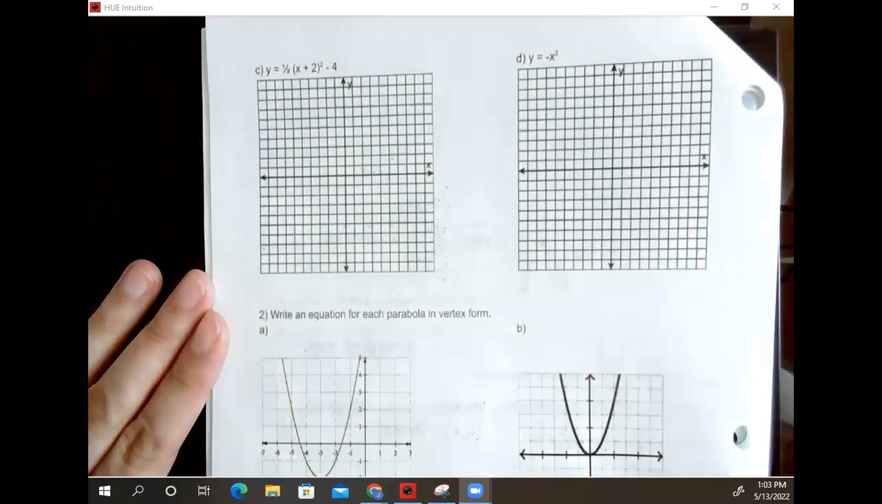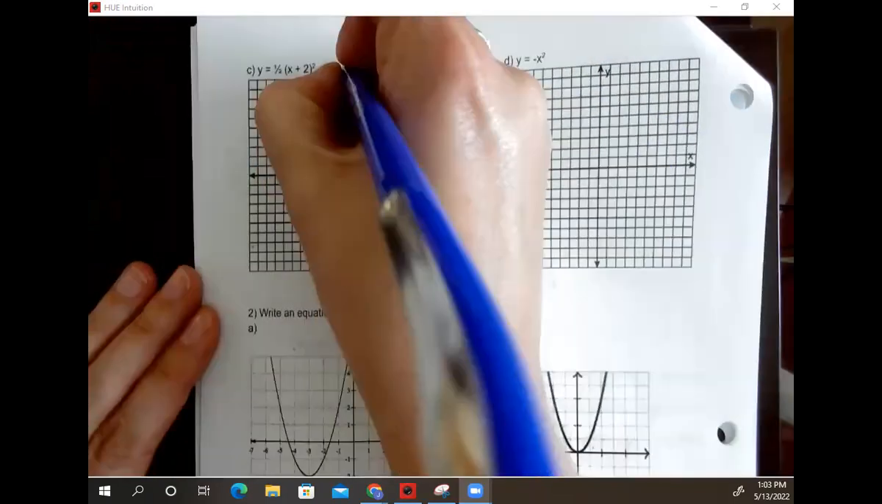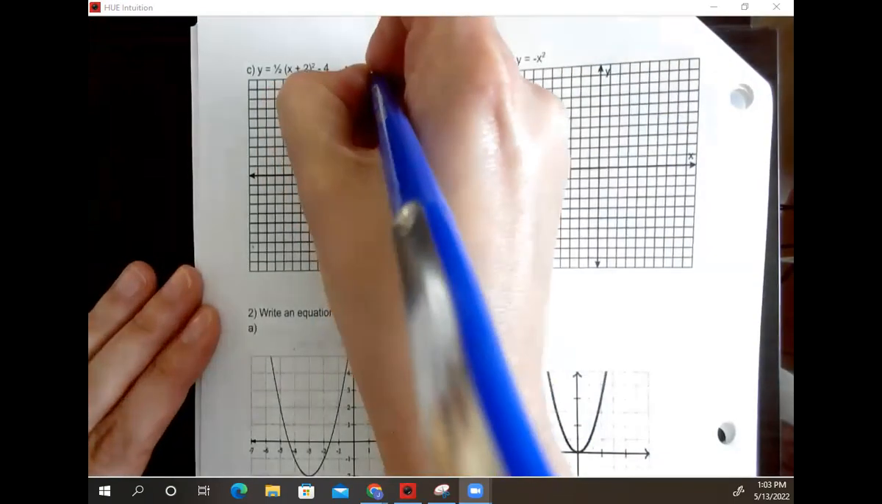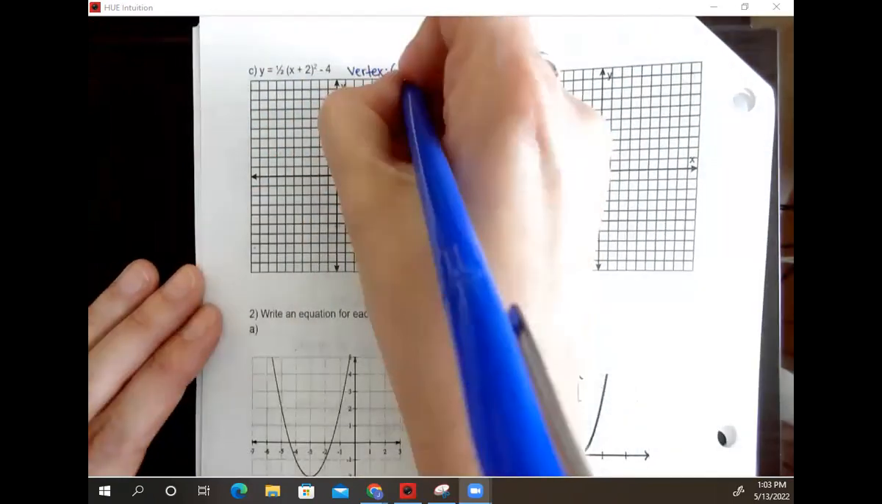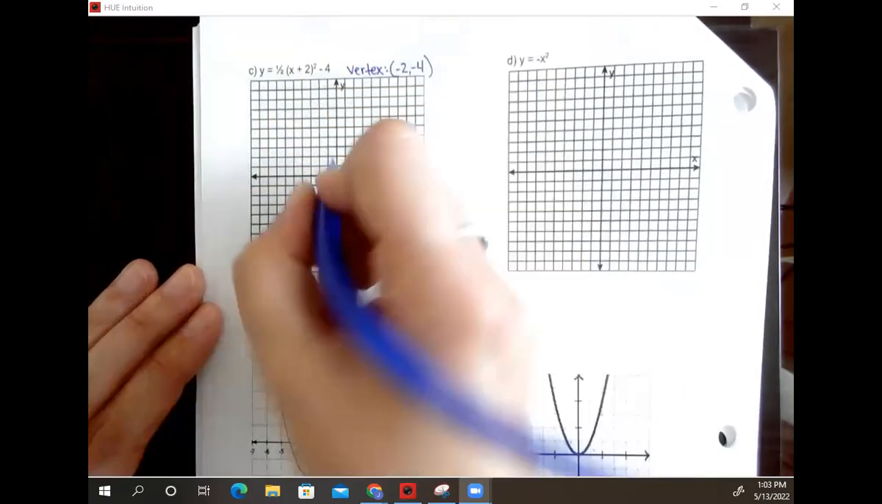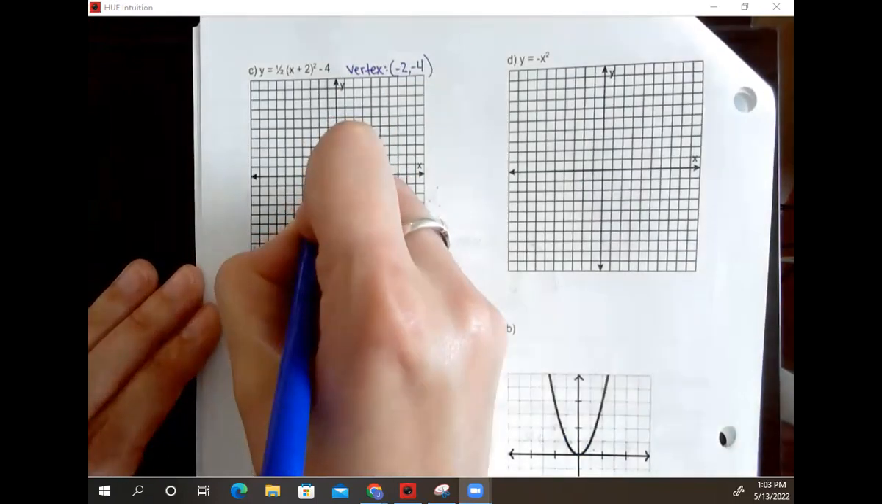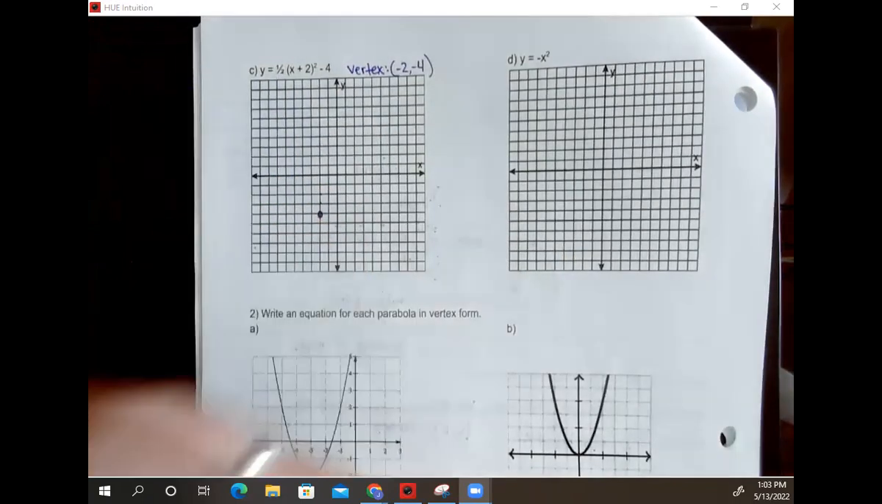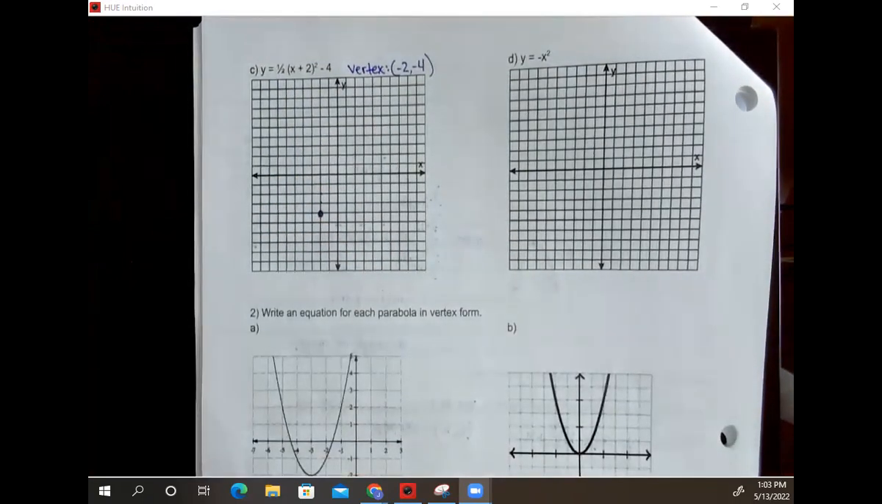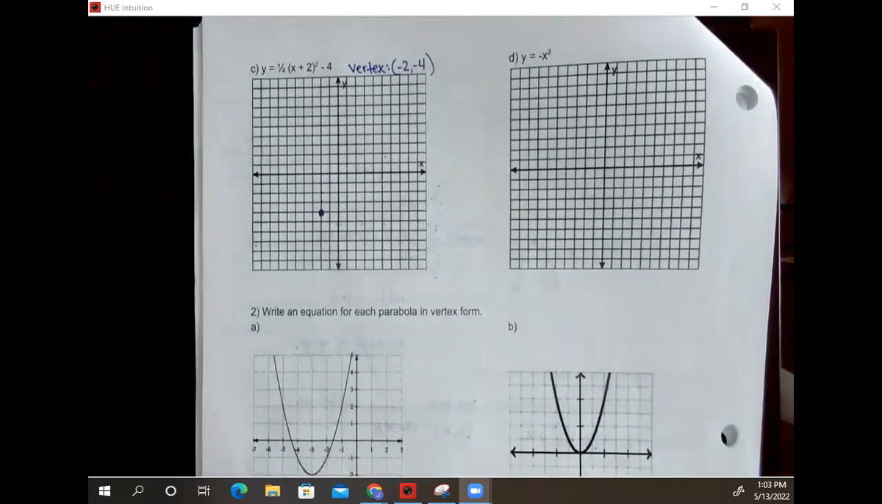So on the next page, for C, we've got another vertex form function here. My vertex, I always want to start by identifying a point on the graph. My vertex would be -2, -4. So -2, 1, 2, 3, 4. And then our A value this time is a half. So we're going to have a compression this time. It's going to be kind of smashed down or wider than normal.